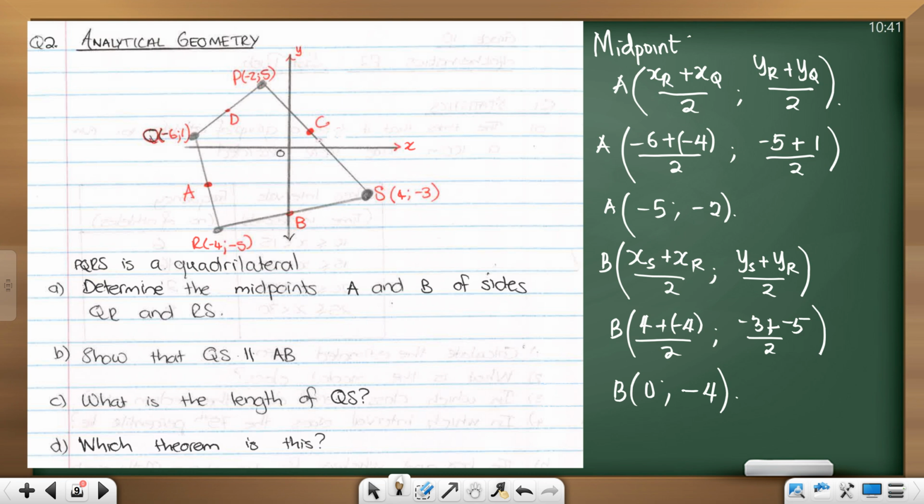Do me a favor quickly. I want you to get the equation. Just get me the gradient of QR. Quickly, both of you. I want the gradient of QR. Let's see if you still remember. Let's get the gradient. You must know your formulas. There's no maths paper one, maths paper two. Maths is just maths.